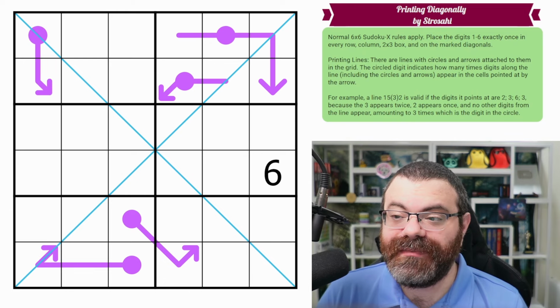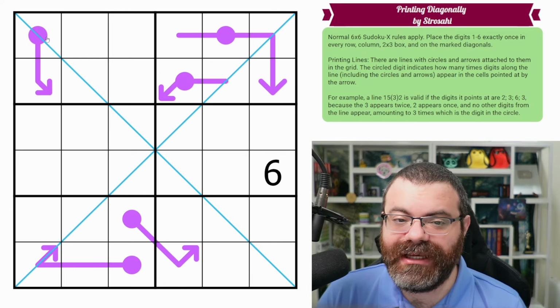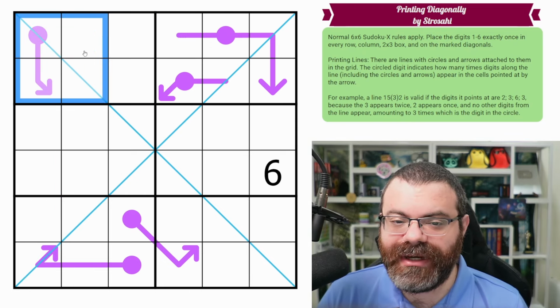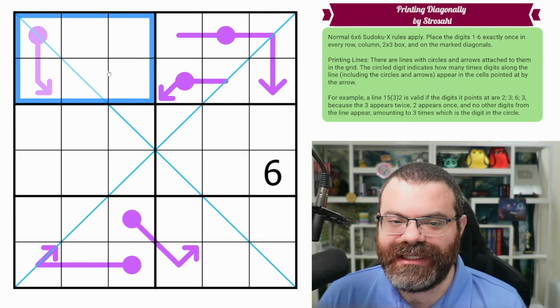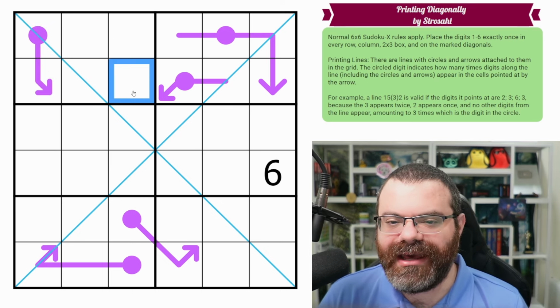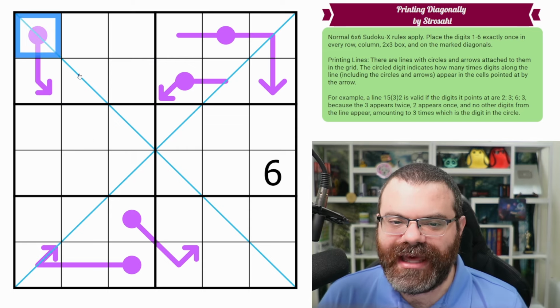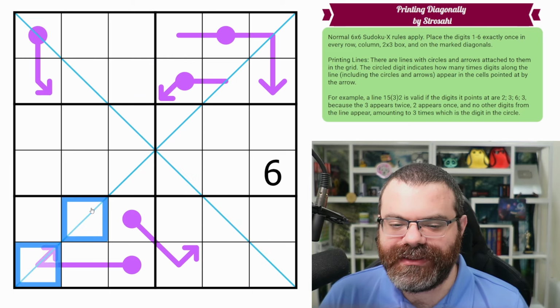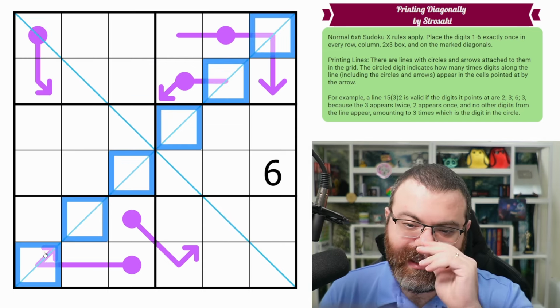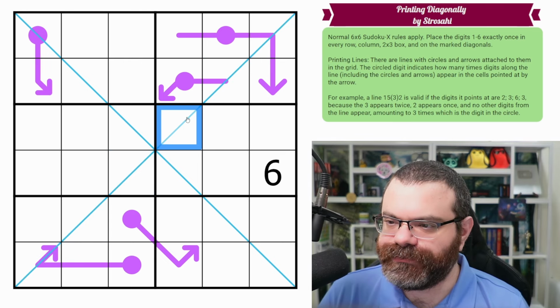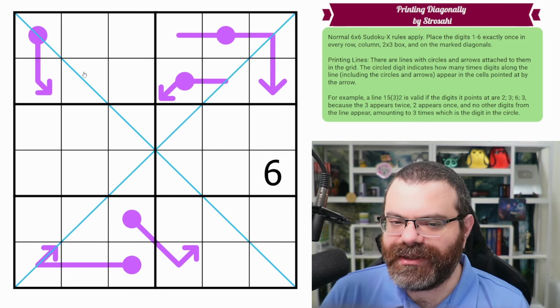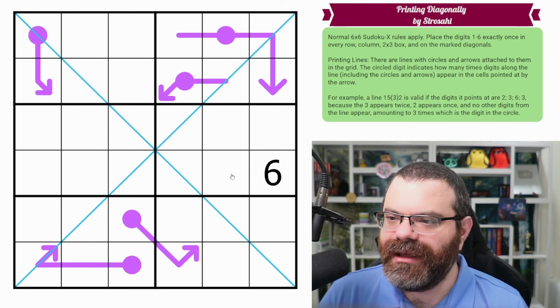So we have normal 6x6 Sudoku rules, meaning in every row, column, and 2x3 box, we are placing the digits 1 to 6 exactly once each, except this is actually a Sudoku X, meaning in addition to all that, we also have these blue diagonal lines going down the main diagonals, and each of these also has the digits 1 to 6 exactly once each. They work just like a row, column, or box, but they're these diagonals.